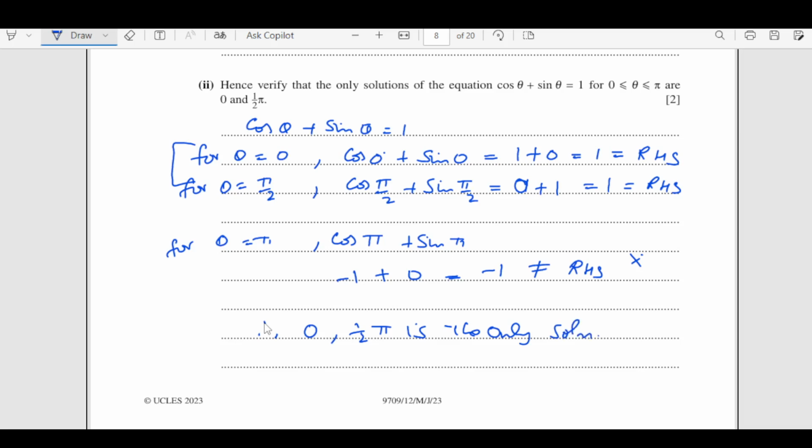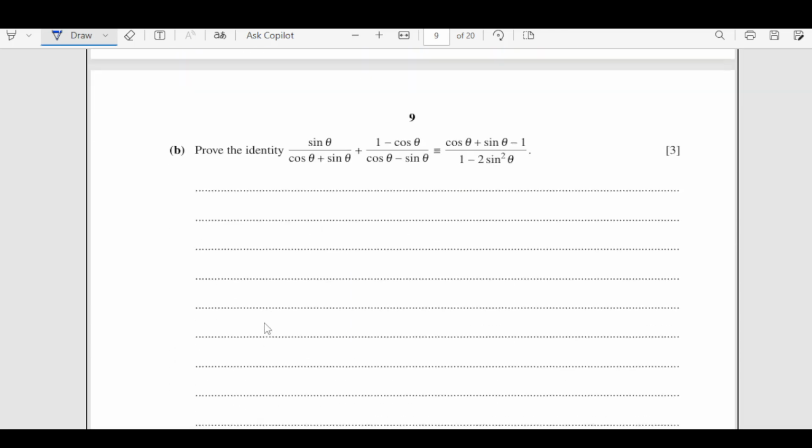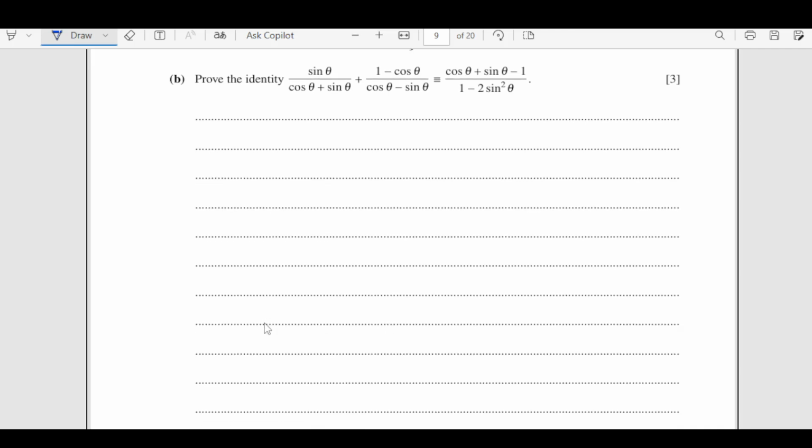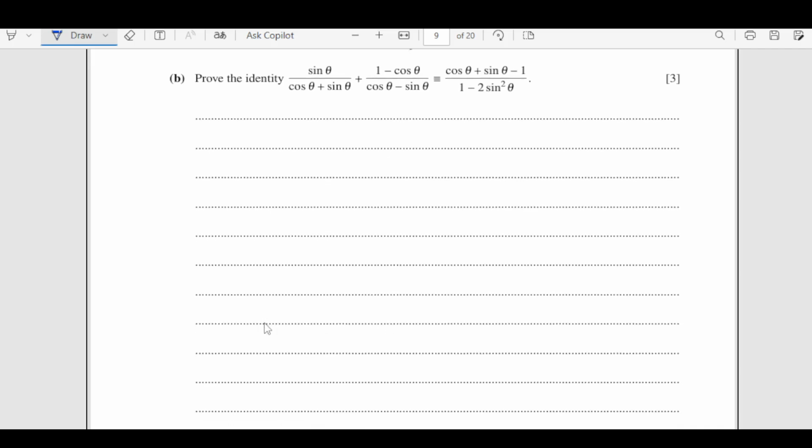right. Now next one, we have part B, prove this identity. So to prove this, you have to be very patient. You see there are so many things here. So we will start with the left hand side. Left hand side, if I take the LCM here, we have cos theta plus sin theta, cos theta minus sin theta, okay.